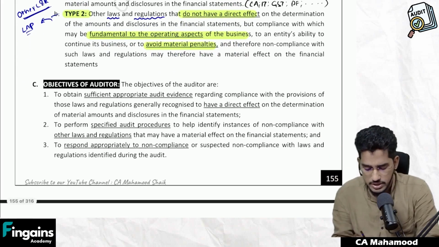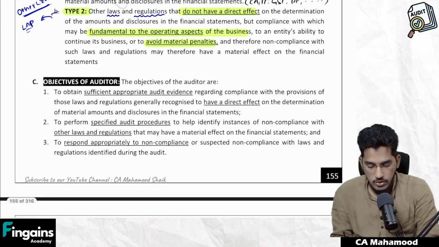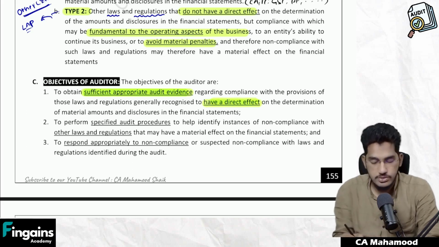So that's what they mention in the objectives. The objectives of the auditor are: number one, to obtain sufficient appropriate audit evidence regarding compliance with the provisions of those laws and regulations which have a direct effect on the determination of amounts and disclosures.